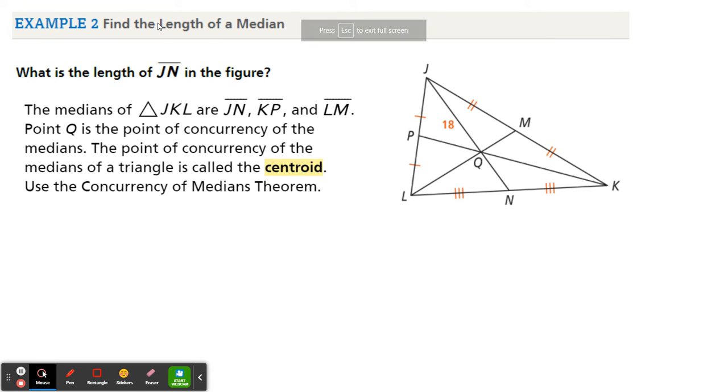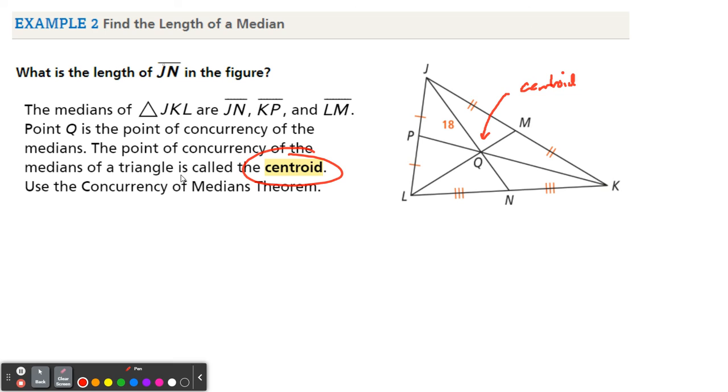Okay, so example 2, it says find the length of a median. It says what is the length of segment JN in the figure? So again, as you can see, I talked about the point of concurrency being called the centroid. So here, I have 3 medians drawn. Again, I know because P, M, and N are midpoints. So Q is that centroid. So they want me to find the length of JN. So JN is from the vertex to the midpoint. It's the entire length of the median. So JN is made up of JQ and QN.